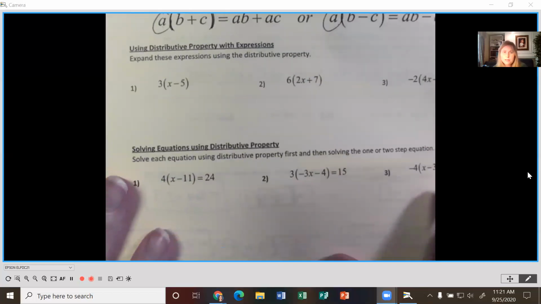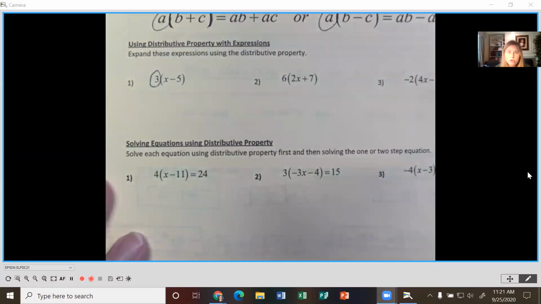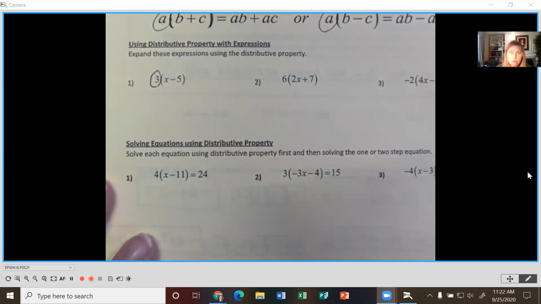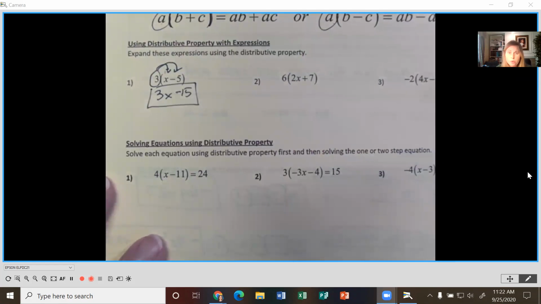All right, so let's do some examples here. Expand these expressions using the distributive property. So we are going to be distributing a 3. It's a positive 3, okay? If it were negative, we would be multiplying everything inside the parentheses by negative 3, but it's positive, so everything gets multiplied by positive 3. 3 times x is 3x, and 3 times minus 5 is minus 15. So we end up with 3x minus 15. Now we don't have parentheses, and that's going to help us when we're solving equations.